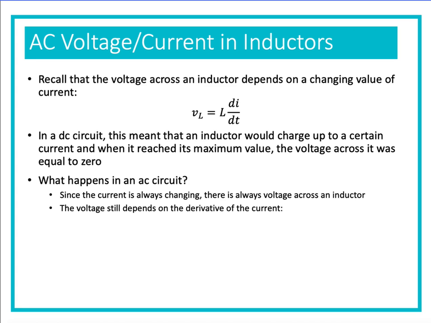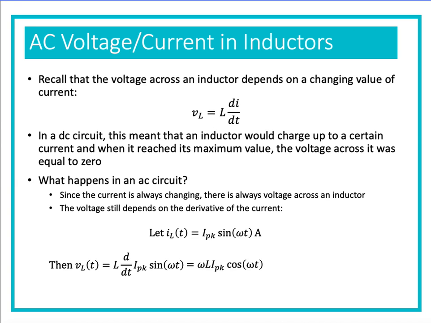The voltage, though, still depends on the derivative of the current. So let's say that the current is equal to some peak value of current times sine omega t. And that's a pretty simple way to represent a sinusoid. So the voltage then would be the inductance times the derivative of that sinusoidal function. And when we take that derivative, we bring out the omega because that's multiplied by t. And we take the derivative of the sine, which is the cosine. And we have omega L, I peak, cosine omega t.